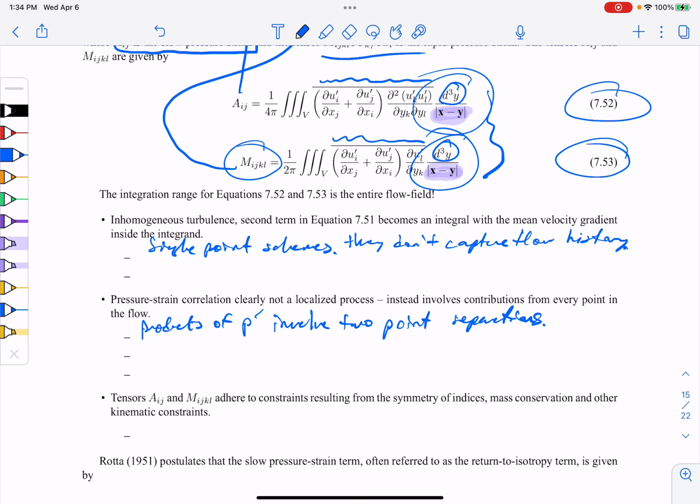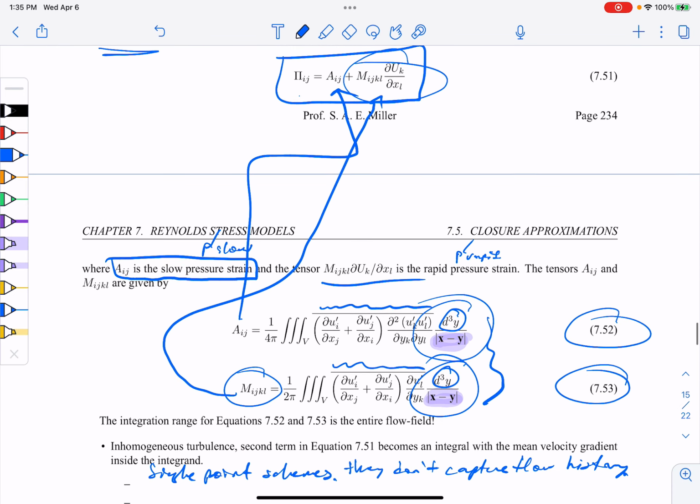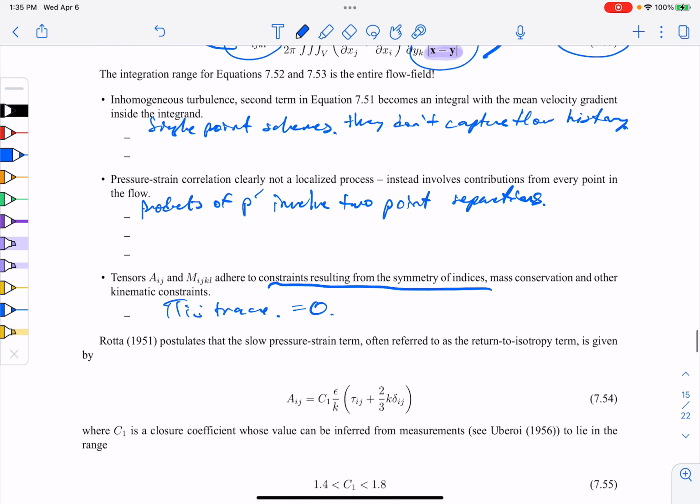So these tensors Aij and Mijkl will be, once again, looking for symmetry and must also contain mass conservation and other constraints. For example, the trace of pi ij must vanish from the symmetry, and this must be true for both the rapid and slow parts of the breakdown of pi ij, slow and rapid, the first and second terms on the right-hand side, respectively.